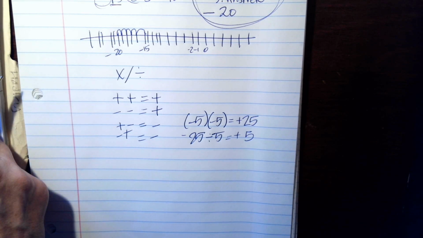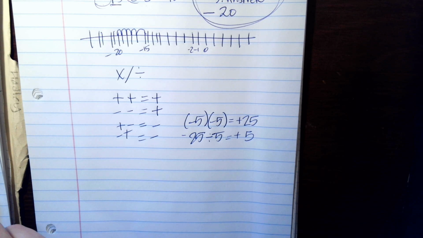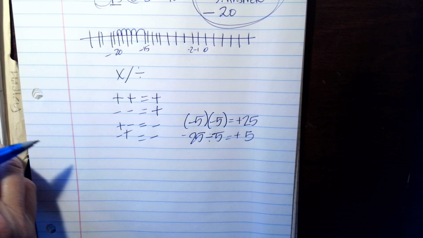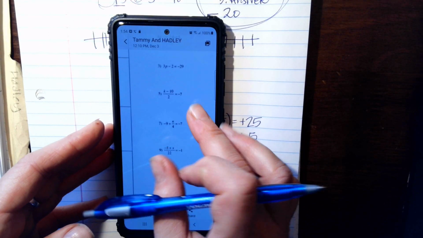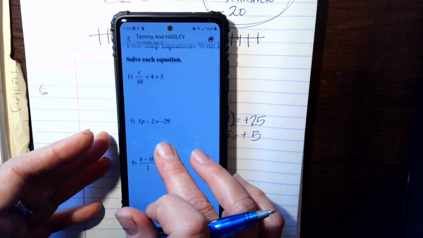Okay, I'm just going to make a video for the homework. I haven't looked at it yet, though, so let me check it out. Okay, so two-step equations. Do you have this sheet as well? Yes.